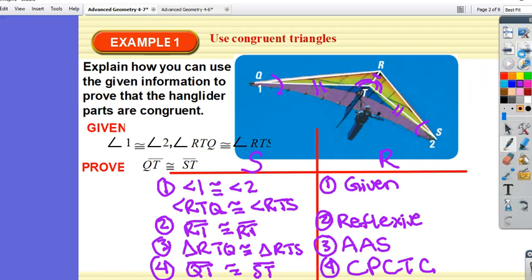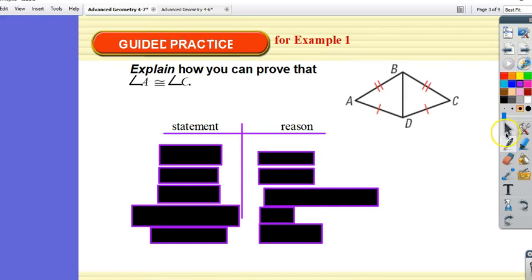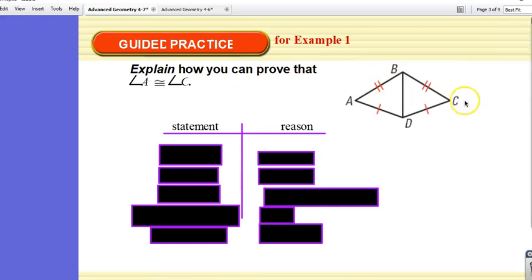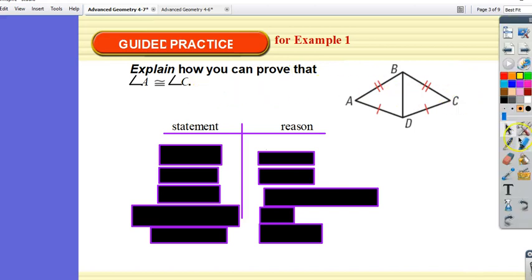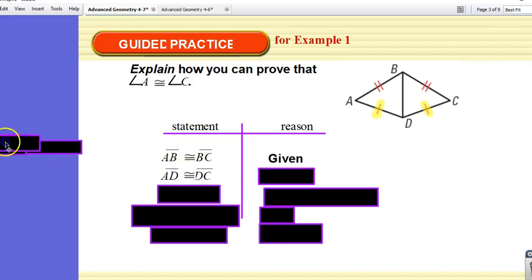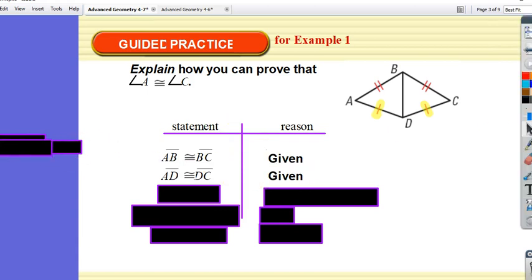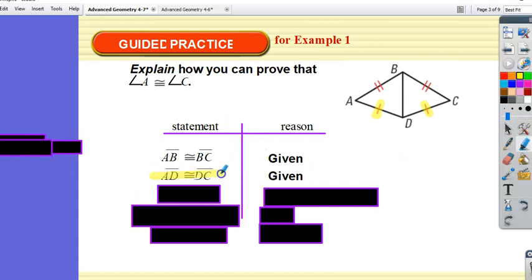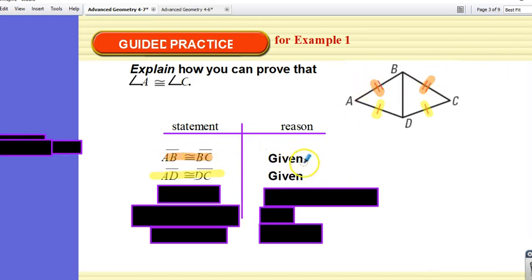All right. So, just taking this one step further than what we've been doing. Explain how to prove that angle A is congruent to angle C. So the first thing I'm going to do is list my givens. AD is congruent to DC, right? Given. That's what I just showed you guys. We also know that AB is congruent to BC because that was also given, right?